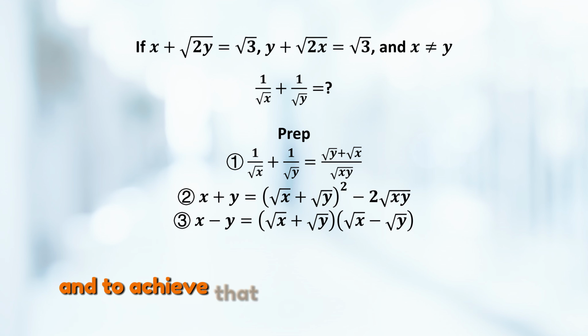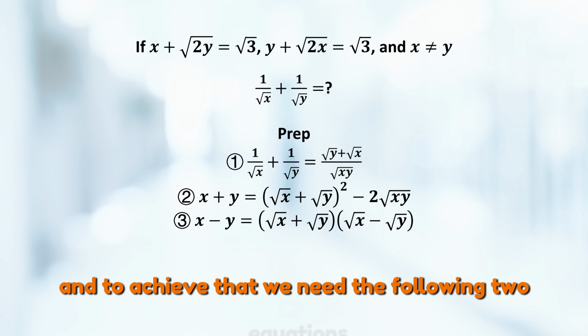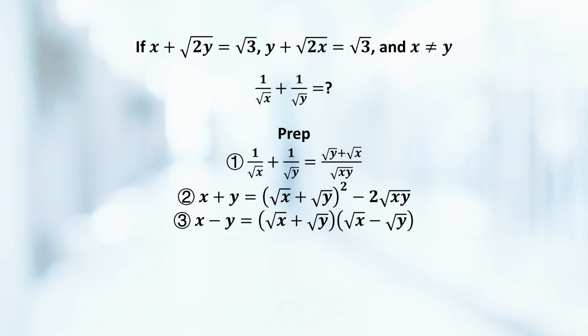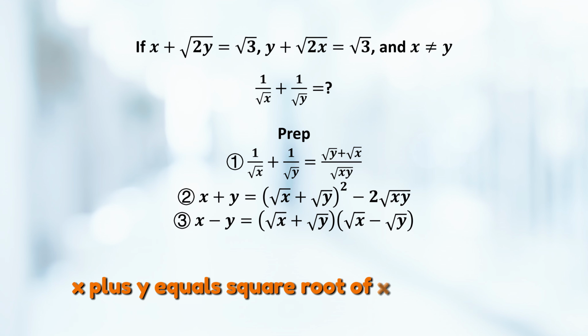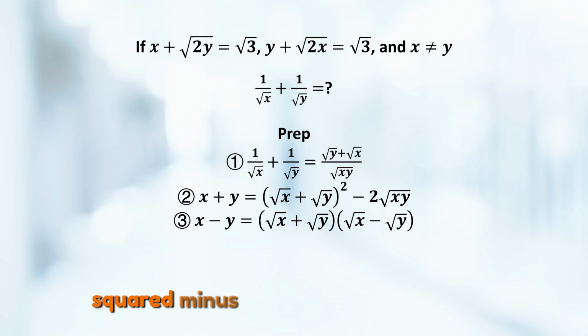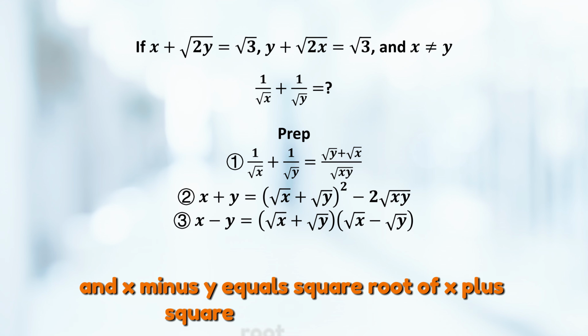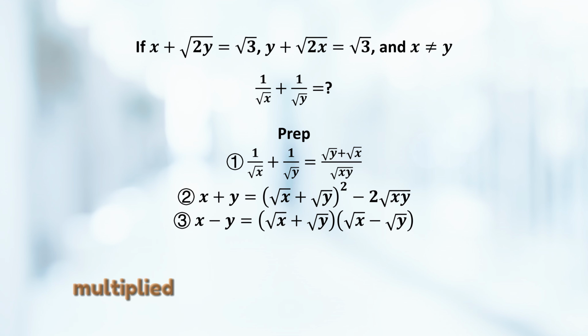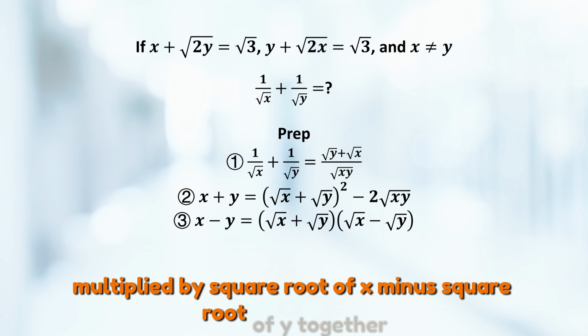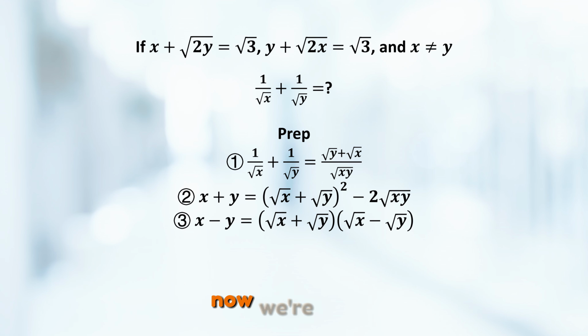And to achieve that, we need the following 2 equations. x plus y equals square root of x plus square root of y together squared minus 2 times square root of xy. And x minus y equals square root of x plus square root of y together multiplied by square root of x minus square root of y together. Now we're ready.